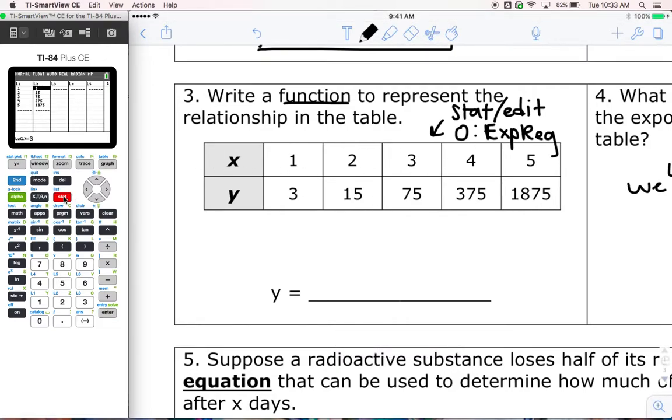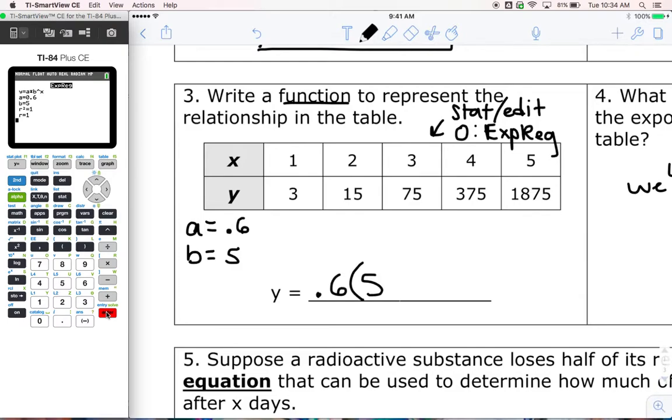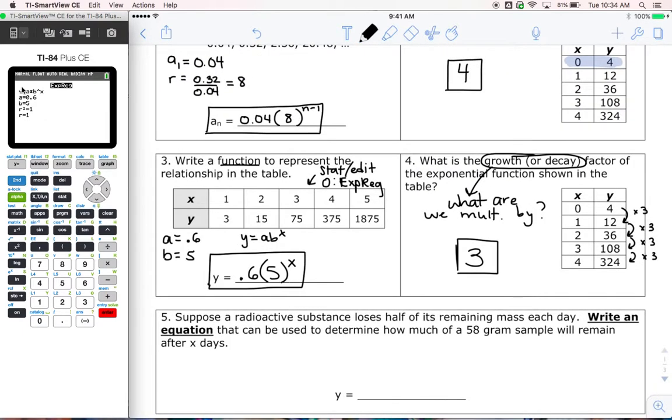I'm going to go over to stat, and I'm going to choose option 0. Option 0 is exponential regression. Just click enter till it gives you your answer. Here we go. It told me A is 0.6 and B is 5. So that's what I use. 0.6 goes in the front, B goes in parentheses to the power of x, because we're using this as our formula. That's what it says up top, A times B to the x. So this is how we write it. For this question, all you got to do is stat edit.